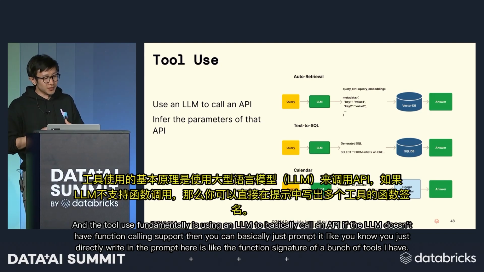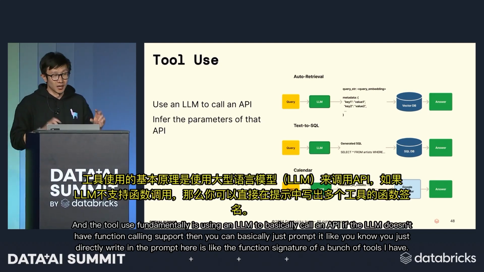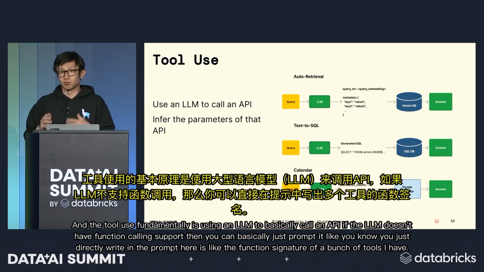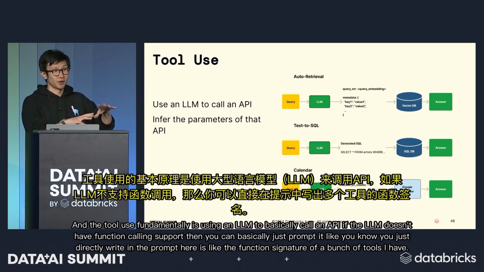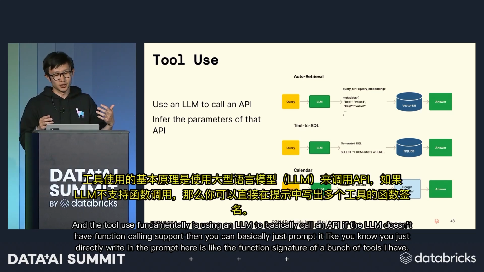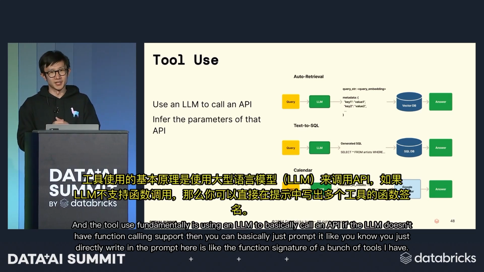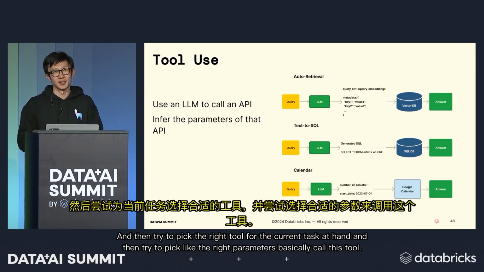Tool use fundamentally is using an LLM to call an API. If the LLM doesn't have function calling support, then you can just prompt it. You directly write in the prompt, here's the function signature of a bunch of tools that I have. Please pick the right tool for the current task at hand, and then try to pick the right parameters, basically call this tool.